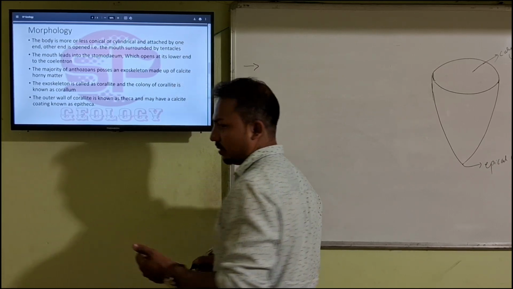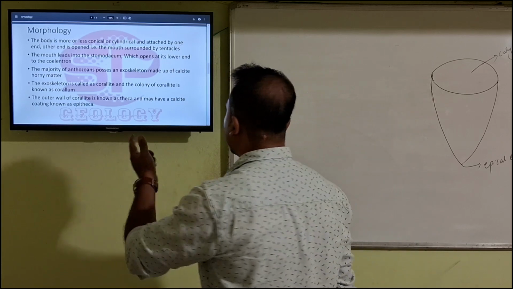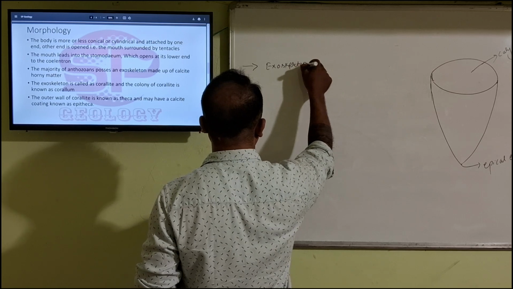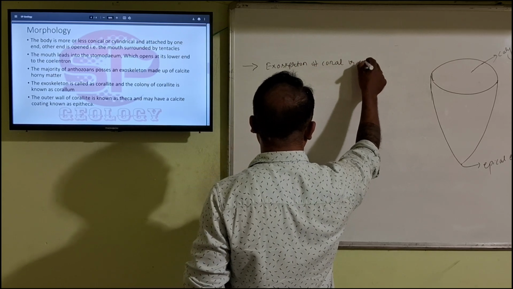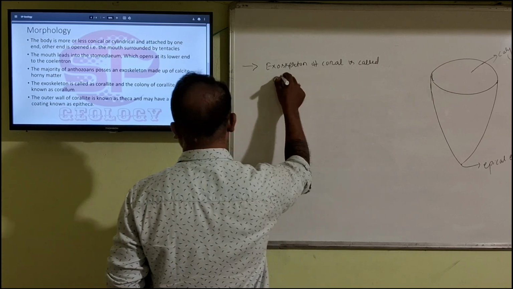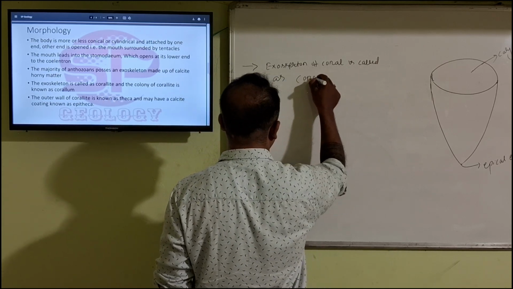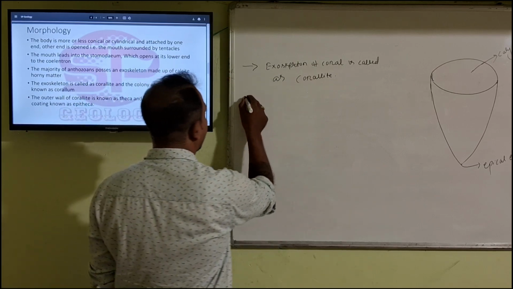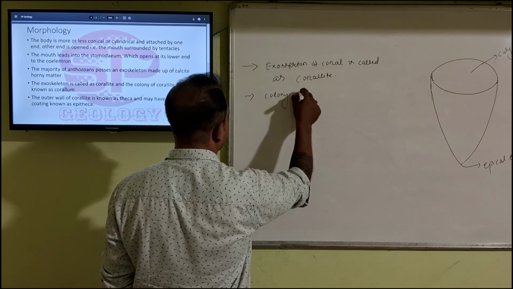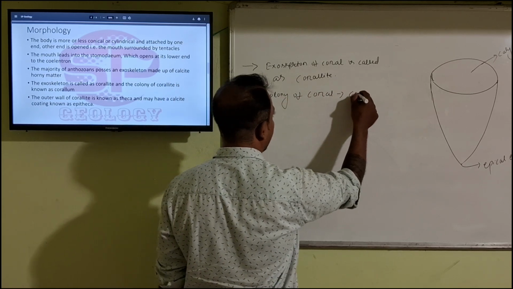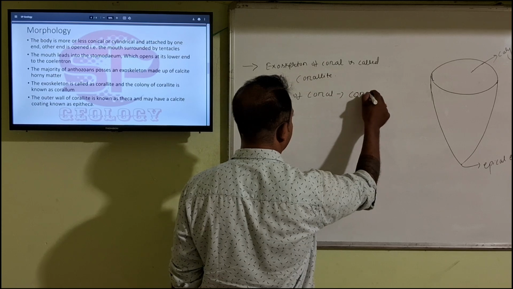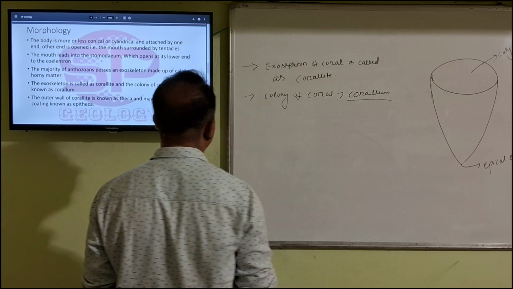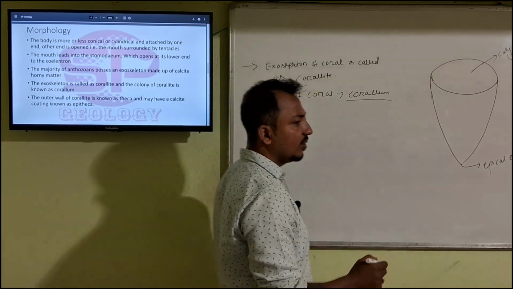The important thing here is that corals have an exoskeleton. The exoskeleton of coral is called corallite. It is very important, remember: the exoskeleton of coral is called a corallite, and the colony of coral is called corallum.